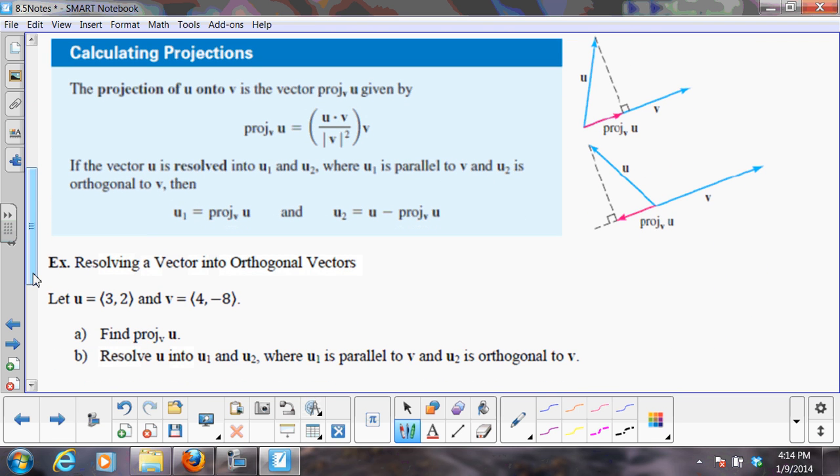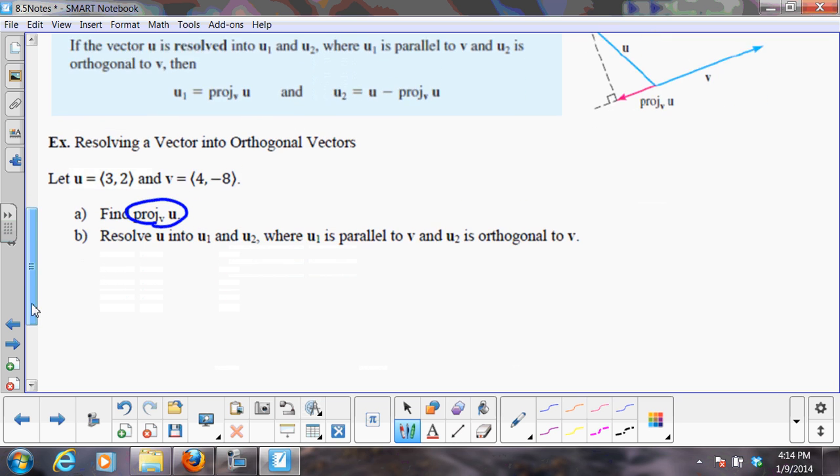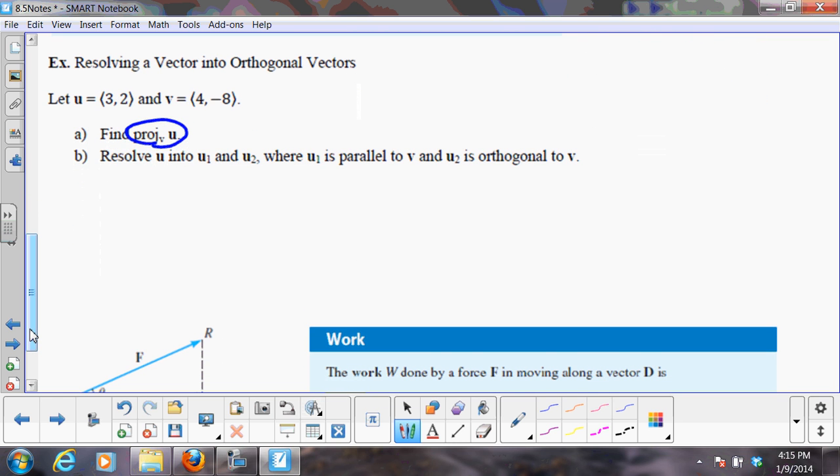Calculating projections of u onto v, which is different than doing a component of u along v. But it has to do with part of it. Like there's a piece in there that has to do with it. So if we want to find the projection of v onto u, which is this fancy symbol right here, that's how it's written. We're going to use that formula.